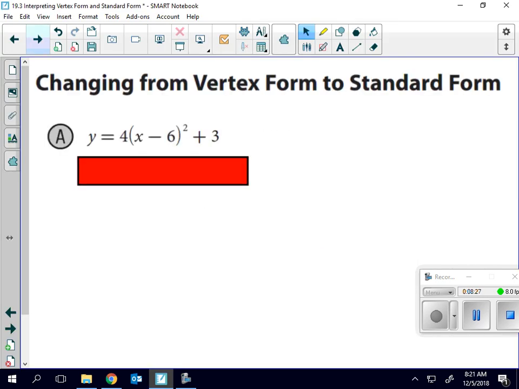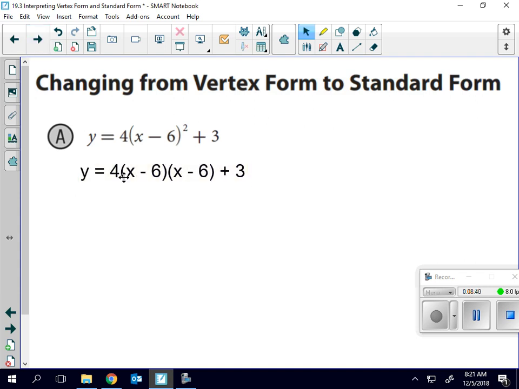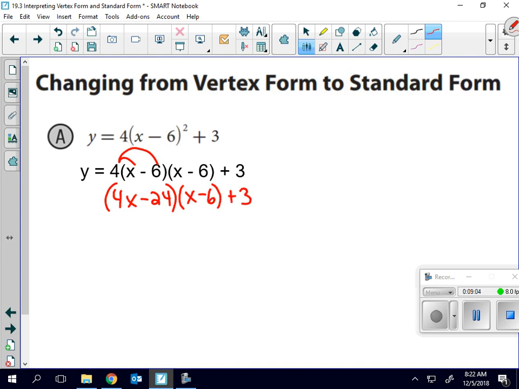Okay, finishing this lesson here. Changing from vertex to standard form, please take a second and write that down. Pause the video if you need to. All you're going to do is simplify it. So we need to first get rid of the squared. So we know that it's x minus 6 times x minus 6. And of course, when you multiply here, only multiply 2 together first, and then take that product and multiply it to the other stuff. So this is 4x minus 24, and now that product has to be multiplied to x minus 6, and then of course I will add 3 at the end.